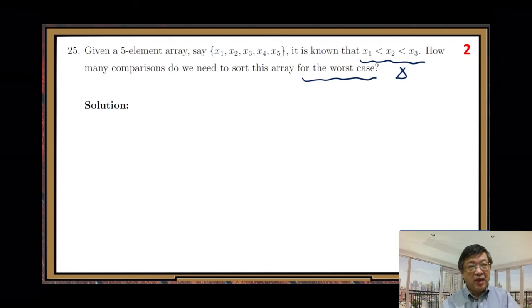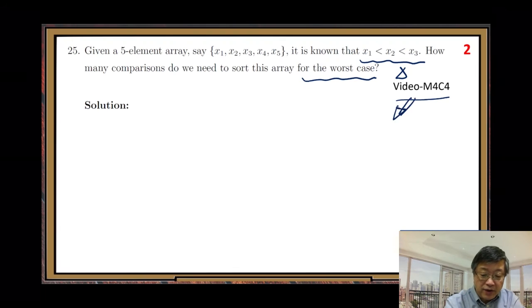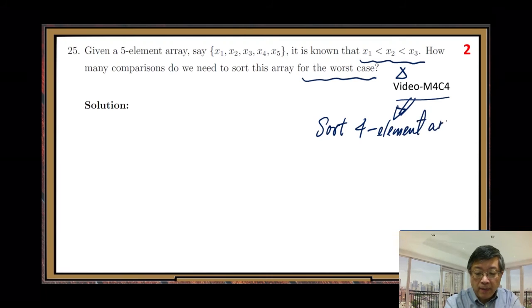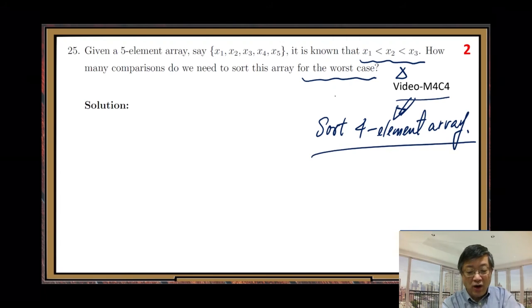Here, the hint is that we used this before in video M4 C4. In that video, we sorted a 4-element array. The difference is just one element. Here it is a 5-element array, whereas that one was a 4-element array, but we have some extra condition. We should take advantage of it.